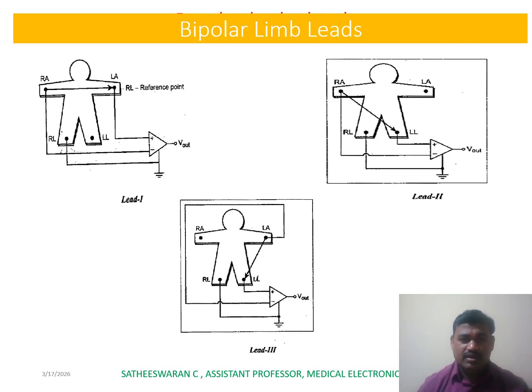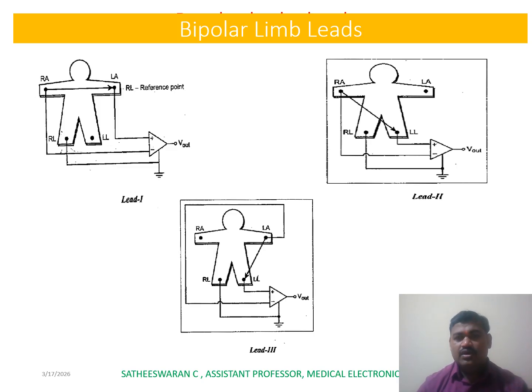Then this is the bipolar limb lead, as already described. Einthoven described it for the bipolar limb lead system. The first one, bipolar limb lead, lead one, is between the right arm and left arm. One end, the left arm, is connected to one end of the operational amplifier. The right arm is connected to the other end of the operational amplifier, provided RL is used as a reference. This is the lead one system.